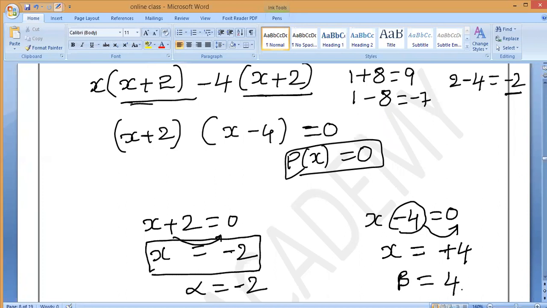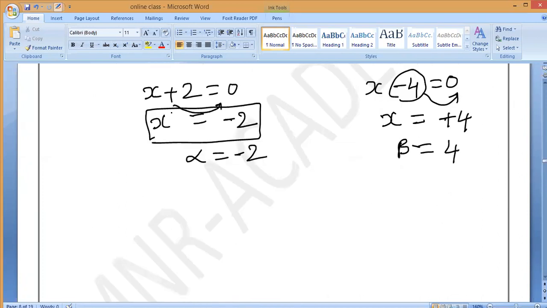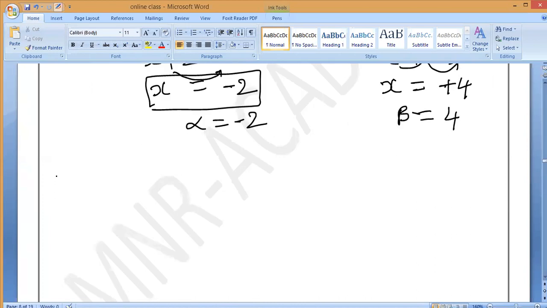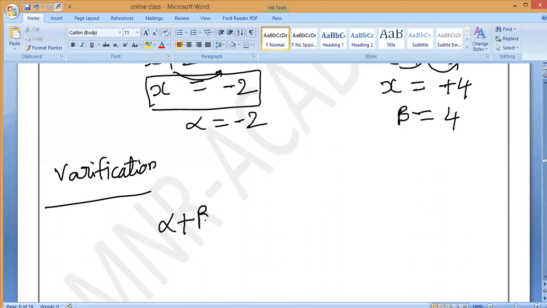Okay, next, verification. You have to verify now. Sum of the zeros, alpha plus beta: minus 2 plus 4 equals how much? The answer is 2. Alpha plus beta is equal to 2.